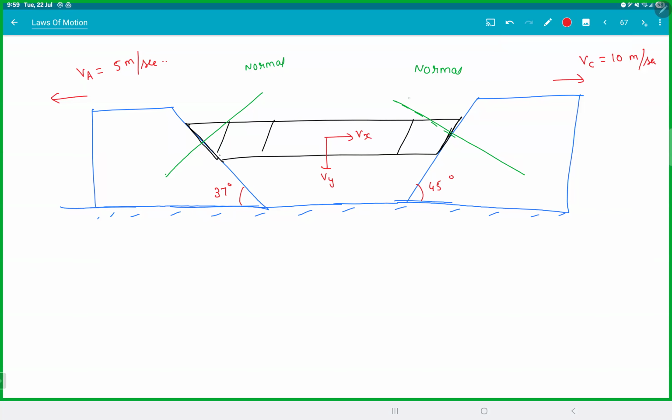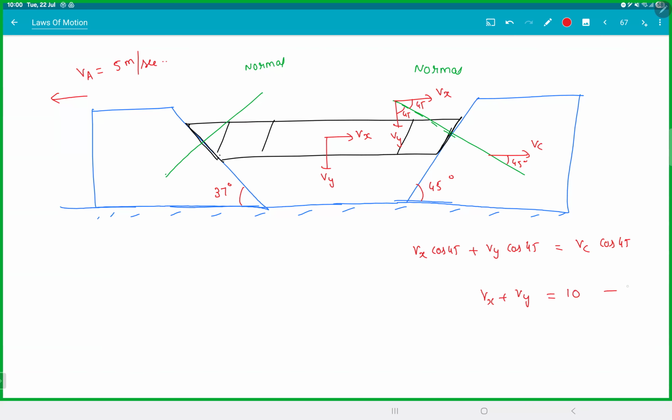So take the components here. So this is Vx. This is Vy. Luckily it is 45 degrees. So this is also 45. This is also 45. And this is Vc. This is also 45. So components along that normal will be Vx cos 45, Vy cos 45 will be Vc cos 45. So we get Vx plus Vy is equal to 10. That's your equation 1.